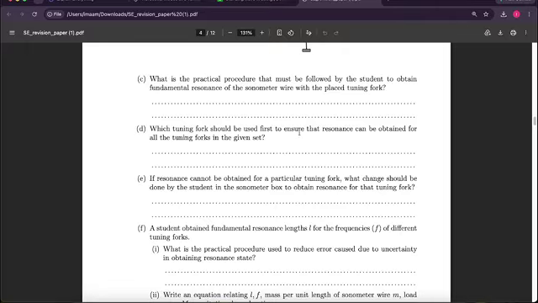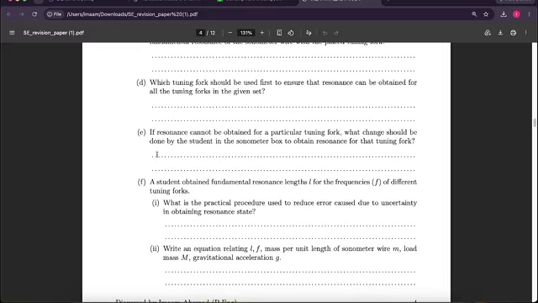Which tuning fork should be used first to ensure the resonance can be obtained for all the tuning forks in the given set? Now this is slightly opposite to the normal. Usually we take the highest frequency to get the lowest length. But here they want to ensure all the tuning forks will have resonance. Therefore it's the opposite: we have to take the lowest frequency to get the highest length, then whatever is below that will have resonance.